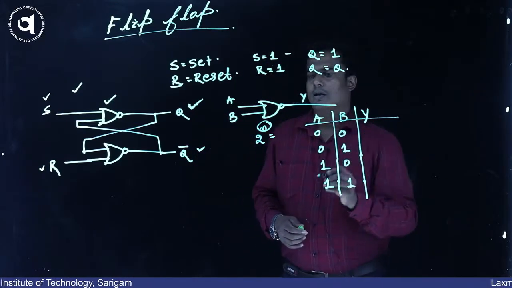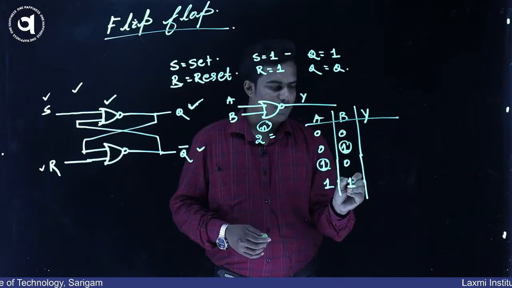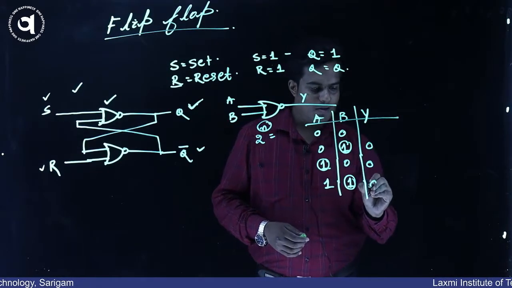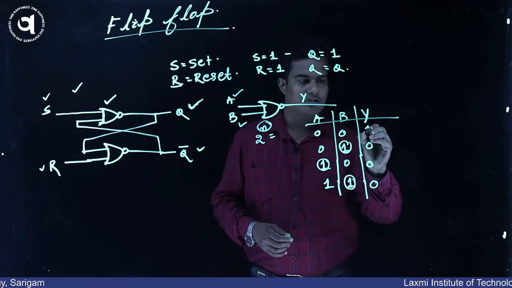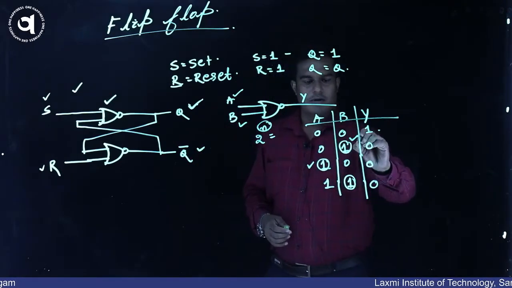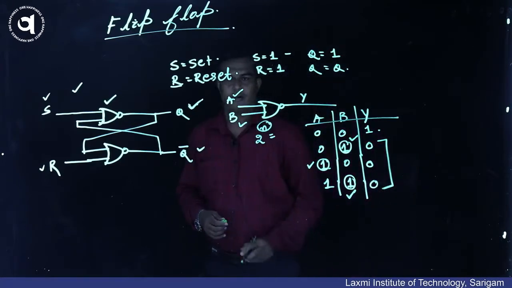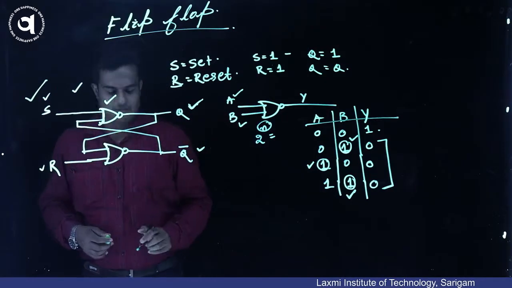So in a NOR gate, whenever any of the inputs becomes 1, it will produce output equal to 0. Only when both the inputs are 0, it will make the output equal to 1. This is the conclusion: if any of the inputs equals 1, the output equals 0. This is very, very important. Now we'll implement this in the SR latch.